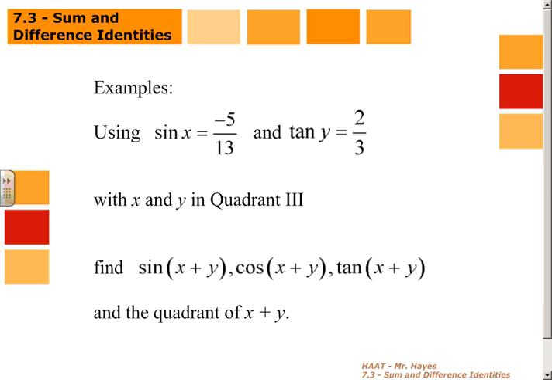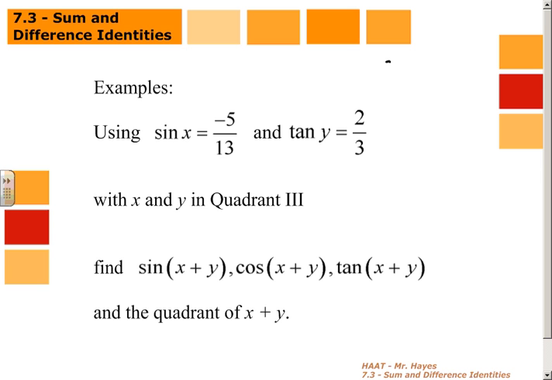So, example number 1. Let's say that we've got sine of x is negative 5/13. Tangent of y is 2/3. Both angles are in quadrant 3. Why is that important? The reason is that it will tell you whether sine or cosine is positive or negative, that type of thing. And so we're going to find sine of x plus y, cosine of x plus y, tangent of x plus y, and then find the quadrant where x plus y exists.